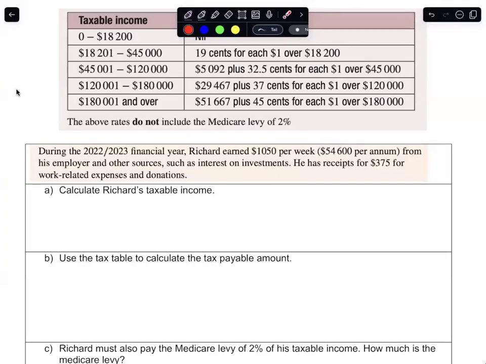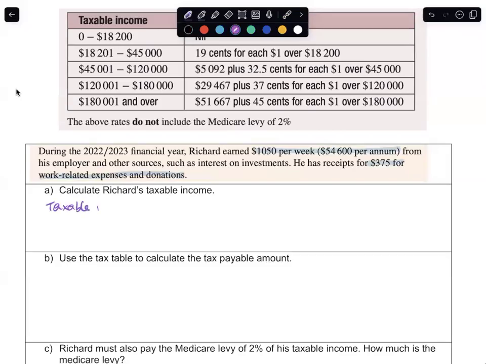Now, on top of that, let's highlight that because that's really important for us to have. He also has receipts for $370 for work-related expenses and donations. The number one mistake that I see students making in these questions is when they go and calculate tax, they calculate it on the gross income. So for part A, we actually need to calculate the taxable income. There's a special rule for that.